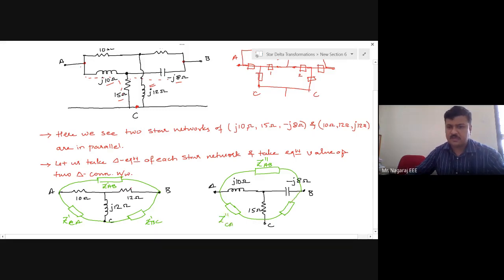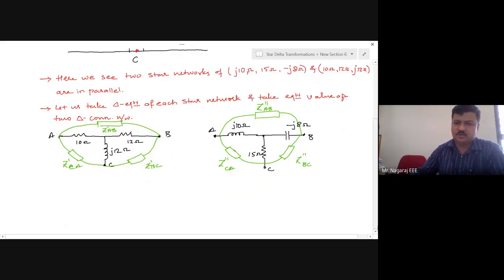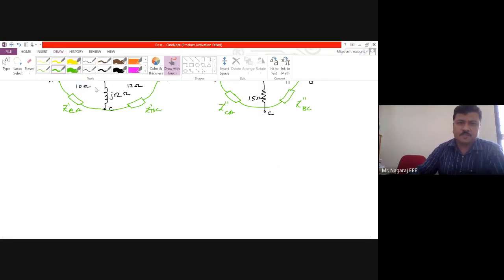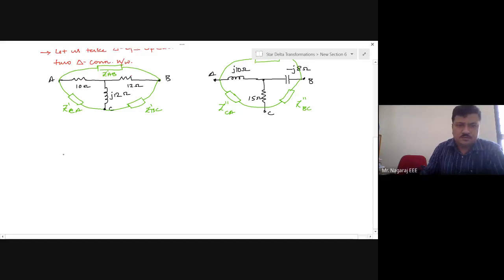Z double dash CA, Z double dash BC. I have taken this only to differentiate between the final ZAB, ZBC, ZCA and the intermediate ZAB, ZBC, ZCA. That is the only reason. Okay. Now we'll do it here only. ZAB dash is equals to, yeah.